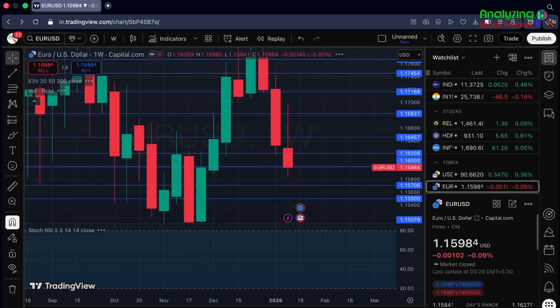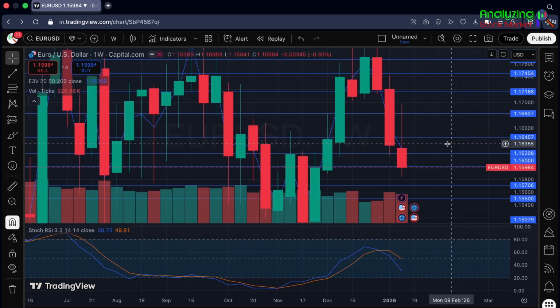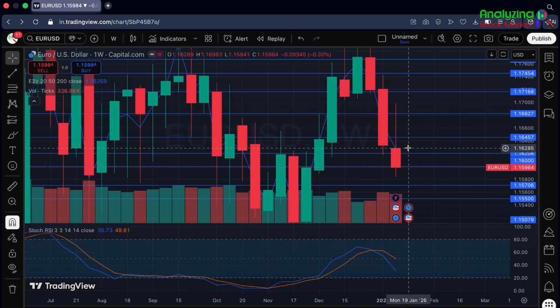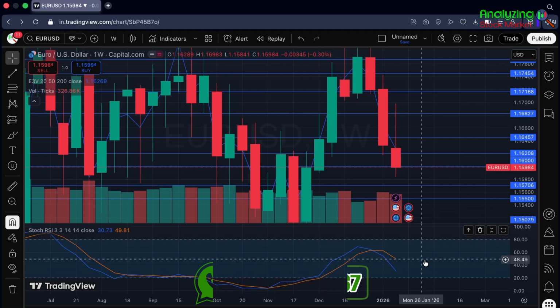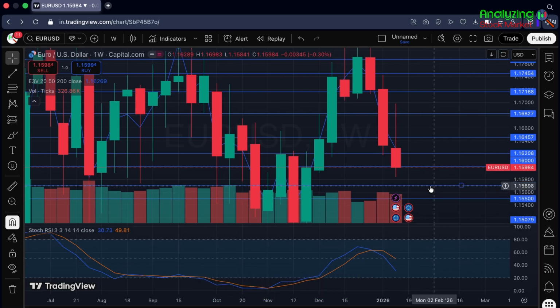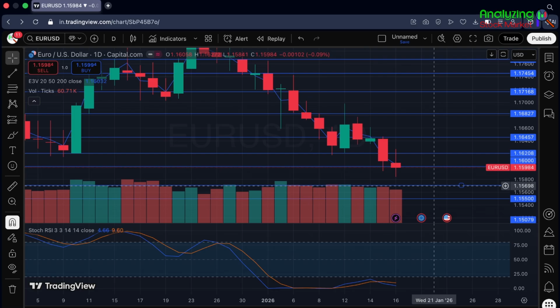Let's open our weekly chart over here. This is a weekly chart. In this weekly chart we can see a good bearish candle with a medium body, a big upper wick and a small lower wick. Currently, the stochastic RSI is around the 30-49 level, which is indicating sideways or range-bound momentum in Euro USD. Now I'll be marking some important support zones and resistance zones on a 1-day chart. So let's open a 1-day chart. Here, this is a 1-day chart.